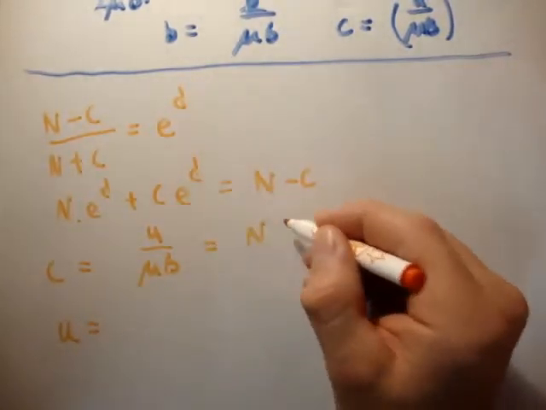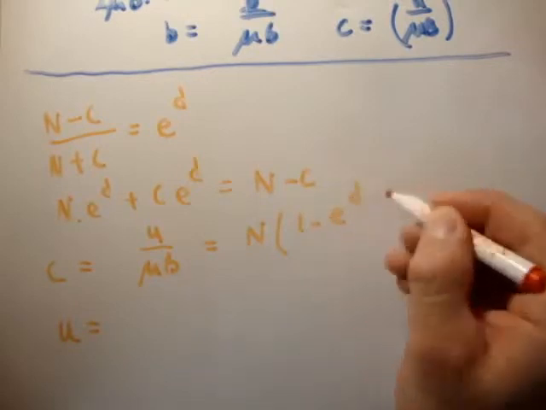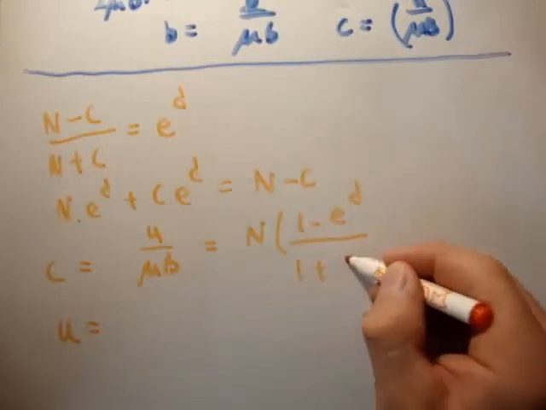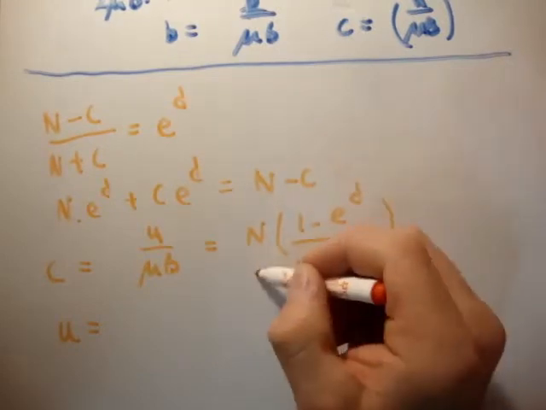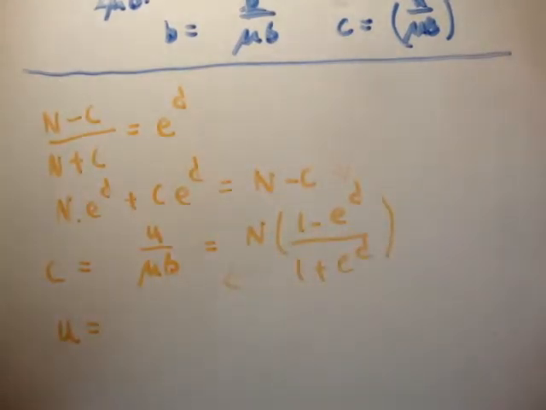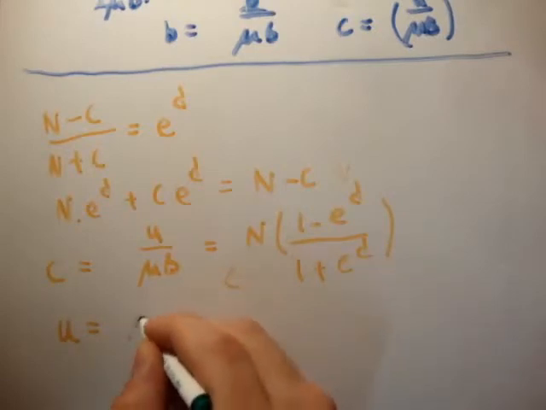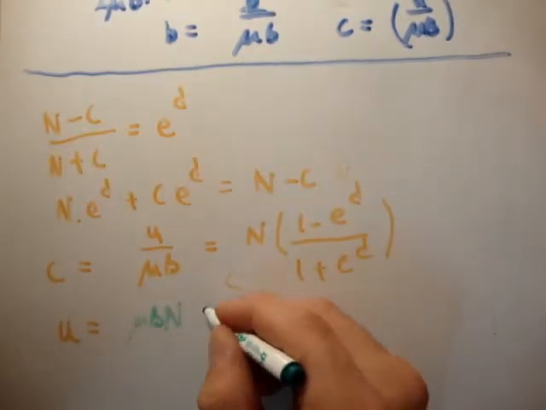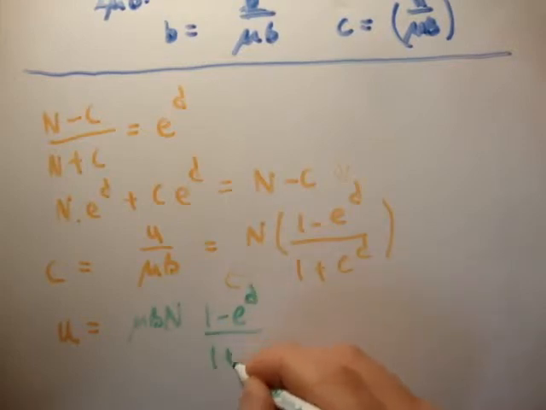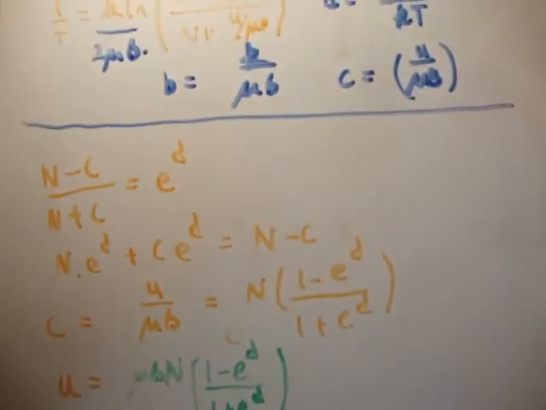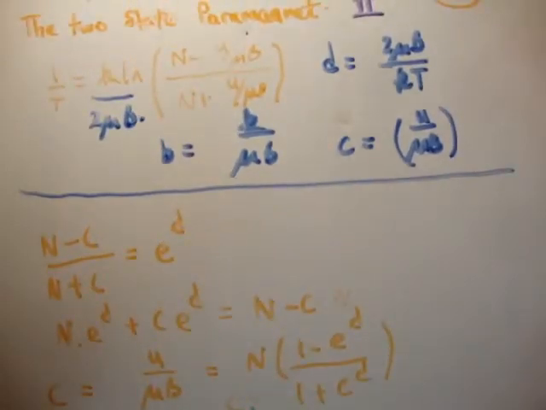and by the way, I may as well write out where that came from. That was (1 minus e to the d) divided by (1 plus e to the d). Okay, went like that. Alright, so finally U is equal to mu B N times (1 minus e to the d) over (1 plus e to the d), like that. Okay, and you can put in the placeholders if you like, no big deal. What I'd like you to notice here is that the placeholders are 1 minus e to the d and 1 plus e to the d. Okay? So why is that important?